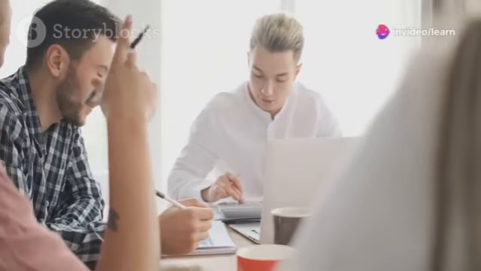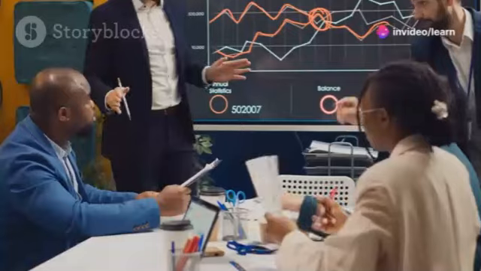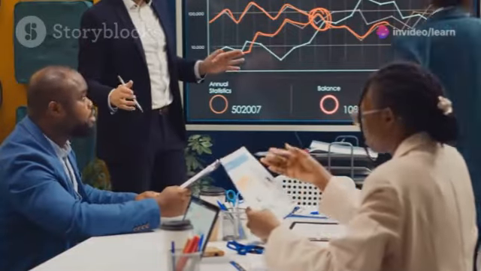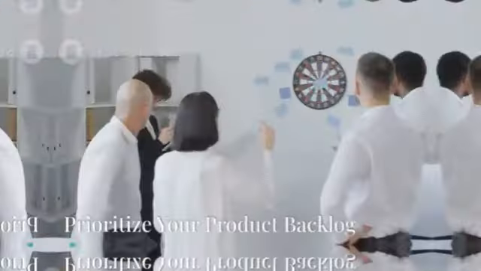Once you know who's available and when, you can calculate the total available hours for the sprint. Finally, don't forget about your historical data. How many story points has this team been able to complete in past sprints? Factor that in too.